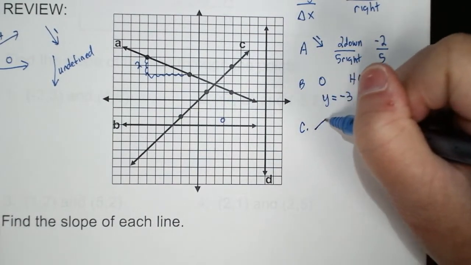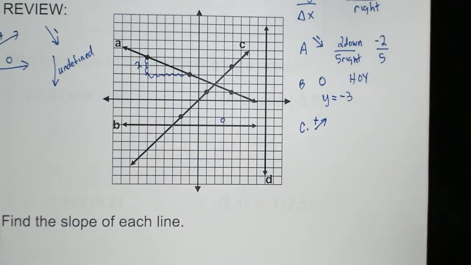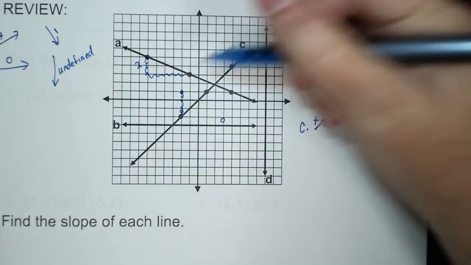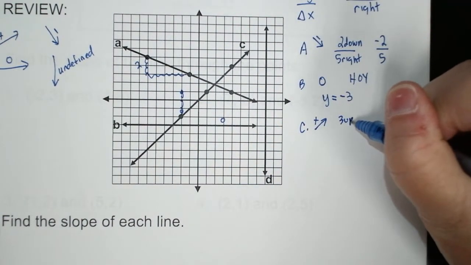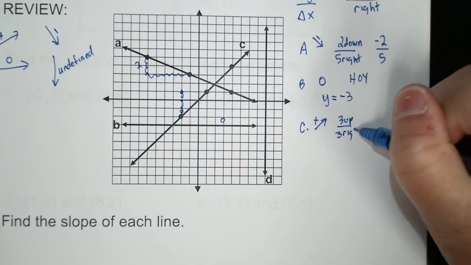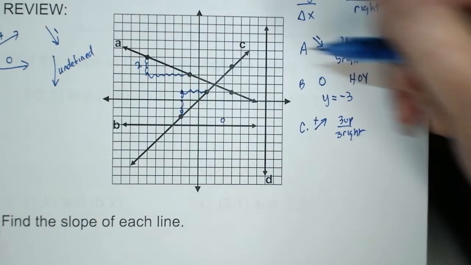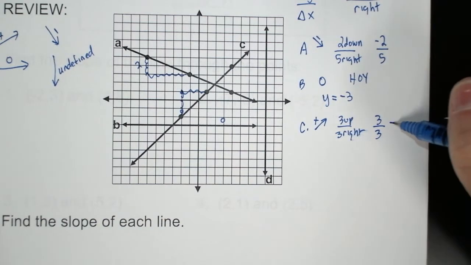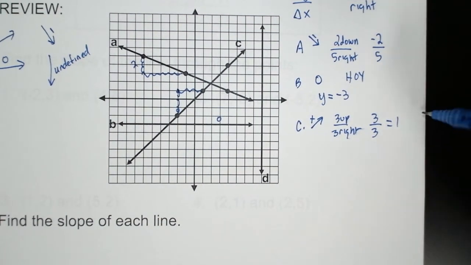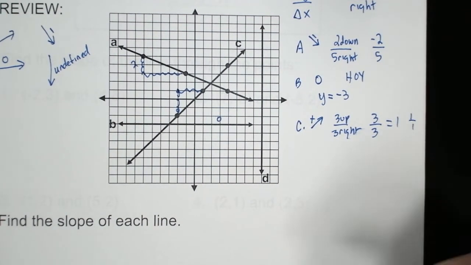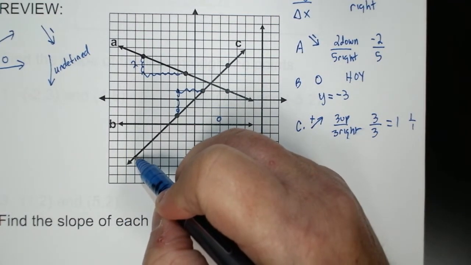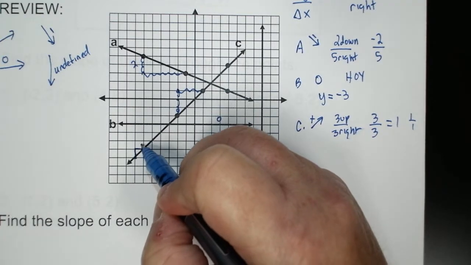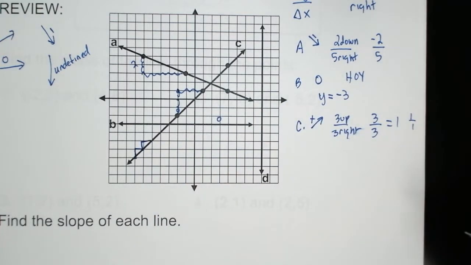C, going up like this, so it's a positive slope. And I'm going to go 3 up, 3 right. Up is positive, right is positive. That is equal to 1. 1 can be written as 1 over 1, and I'm going to show that if you are on a crosshair, you go up 1, right 1, you get back on the line.